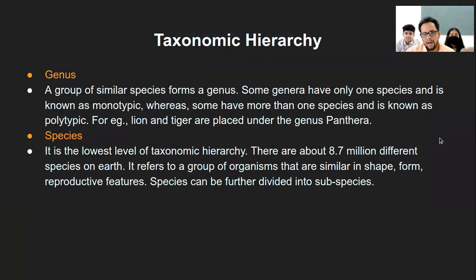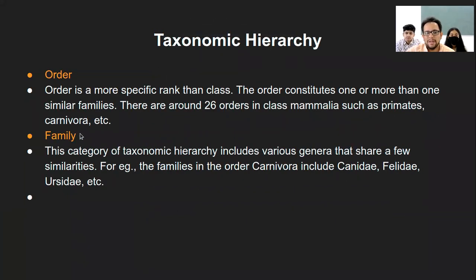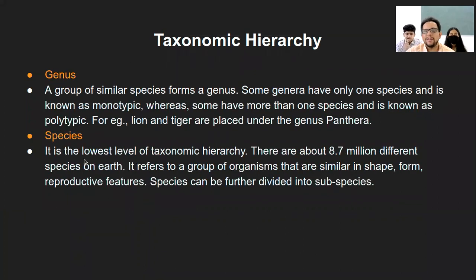So now after this family, what we get is the genus and species. Now, genus and species are the most commonly used terminologies within the taxonomic hierarchy. And the reason being that they give us the scientific name of a particular animal or particular plant, right? Or any organism for that matter.